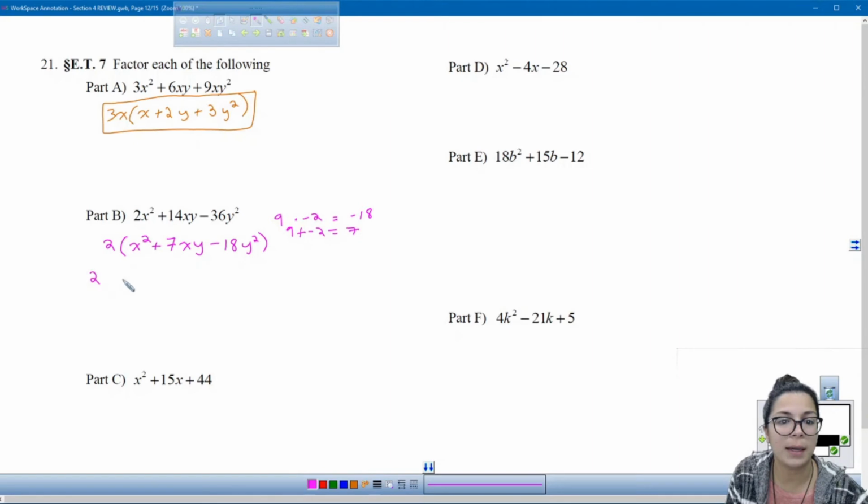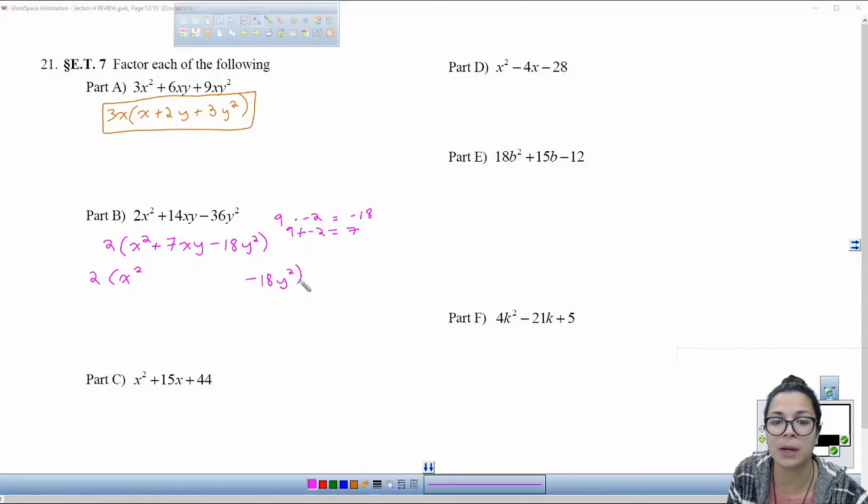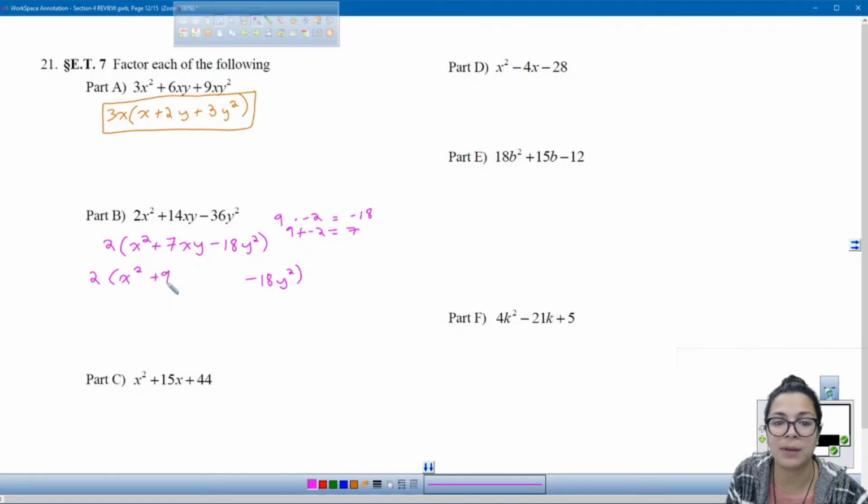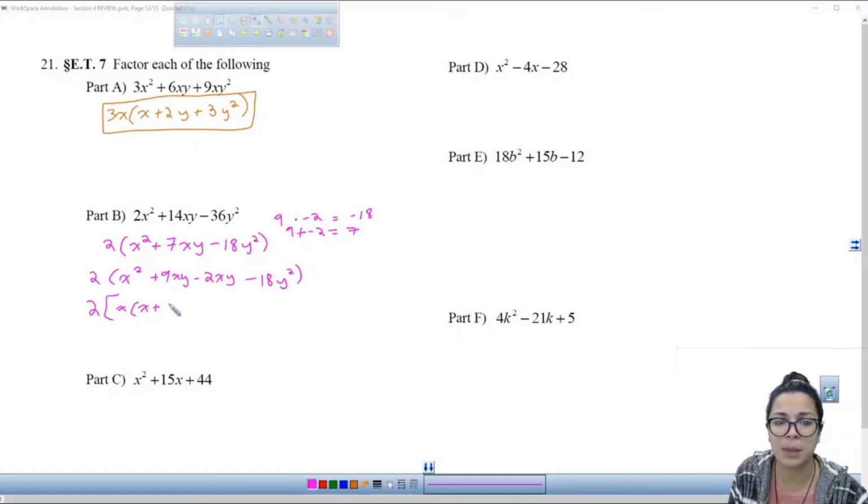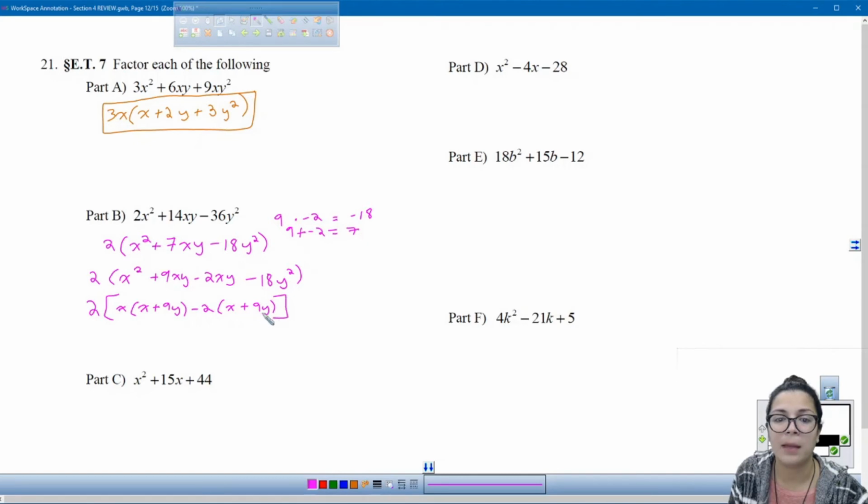So I'm going to go ahead and write this out. Bring down the first term, x squared, bring down the last term, negative 18y squared, and then break up the middle, positive 9xy minus 2xy. Grouping the first two, we could factor out x, which leaves us with x plus 9y. Grouping the last two, we could factor out negative 2, which leaves us with x plus 9y. And then we could factor out the x plus 9y, and that leaves us with x minus 2.